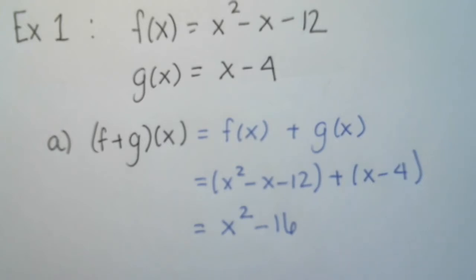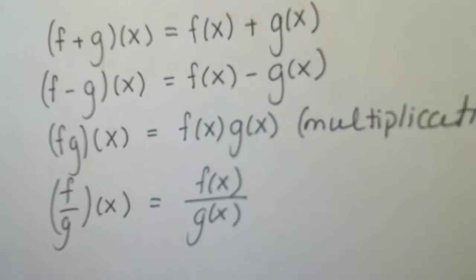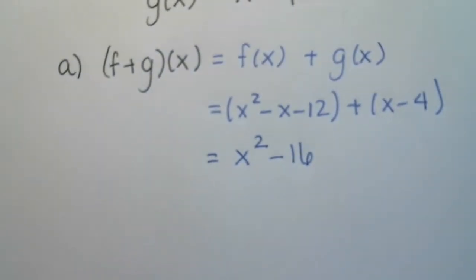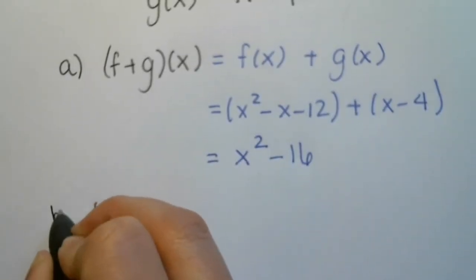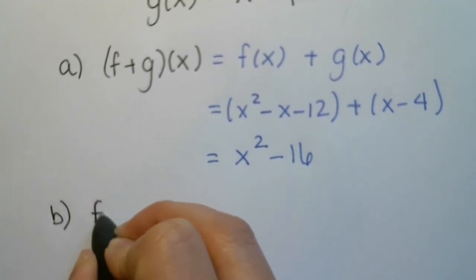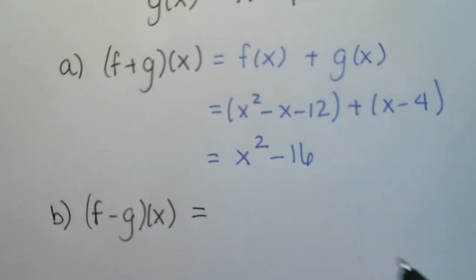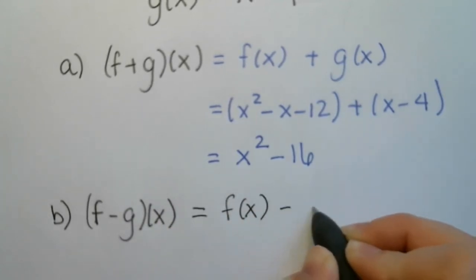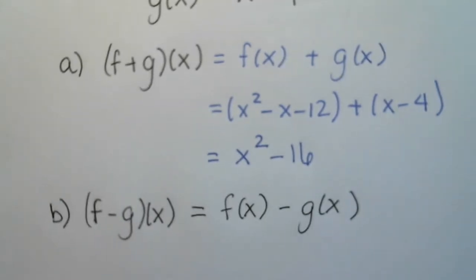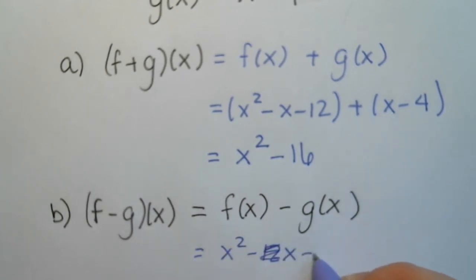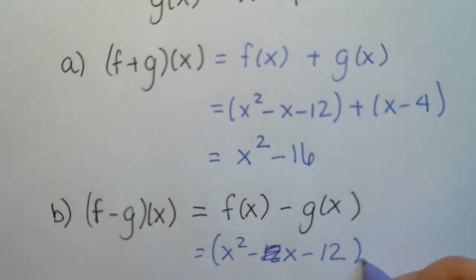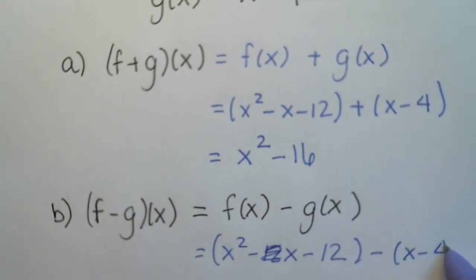All right, let's go ahead and look at subtraction, f minus g. Okay, so we would have f of x minus g of x. Okay, and we're going to subtract our two functions. Okay, so f of x is x squared minus x minus 12. And then we're going to subtract x minus 4.